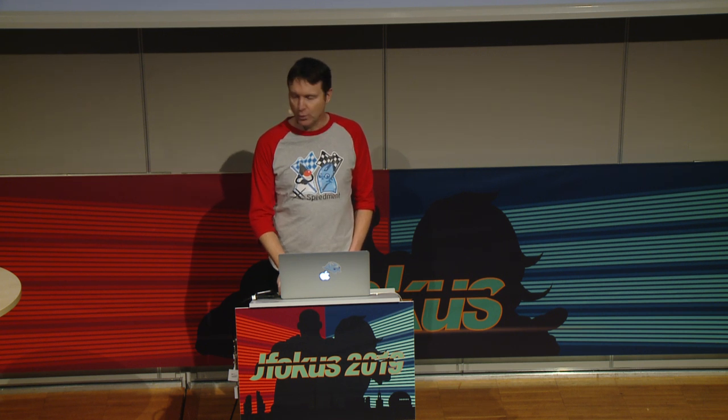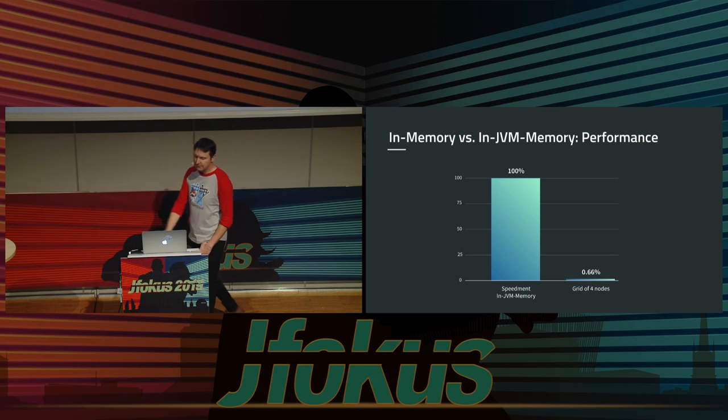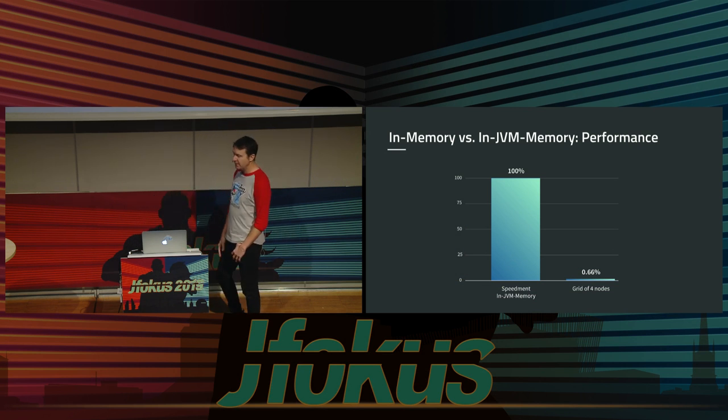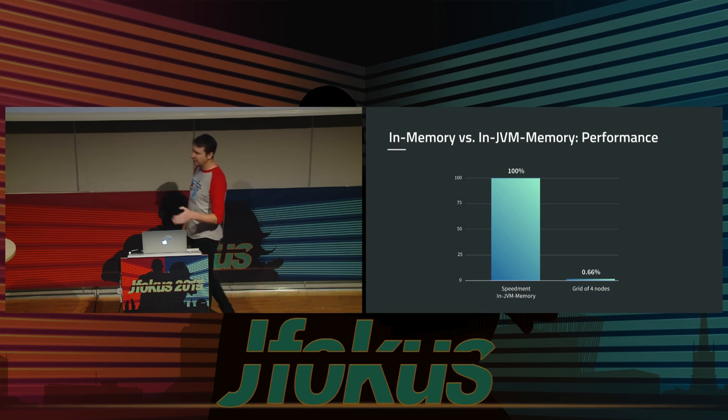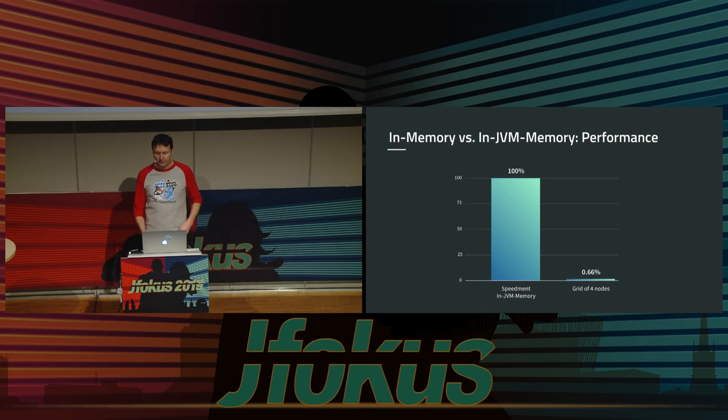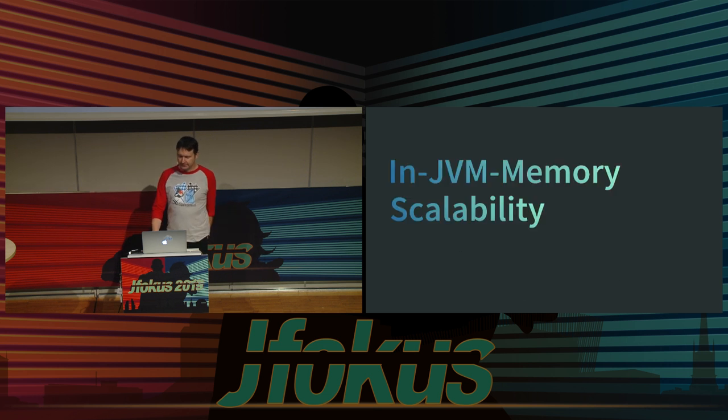So it's important to understand the hardware your application is running on. And it's a simulation of in-memory and in-JVM memory, where you have low affinity on your data. And it's kind of normalized to in-JVM performance. So in this case, the performance is less than 1% of in-JVM, and it's actually two orders of magnitude slower. So that's why in-memory is fast.